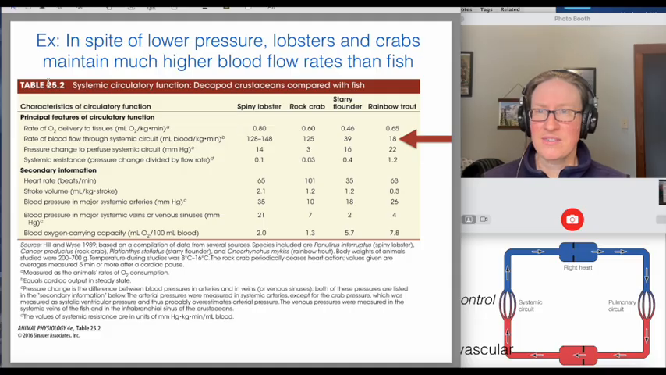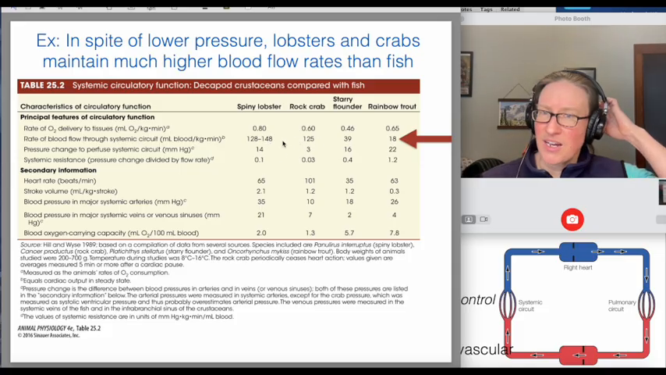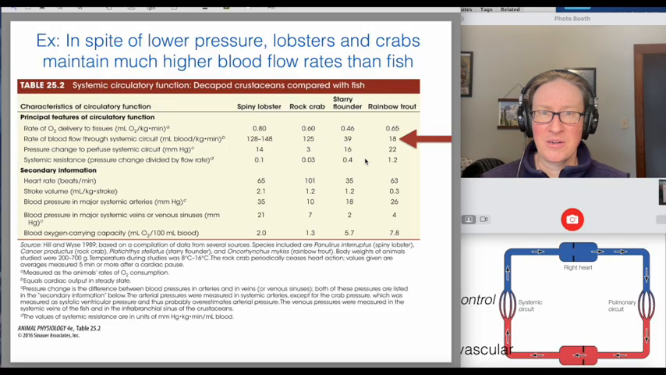So we're just going to focus. This is a very extensive comparison of circulatory properties. We don't need to know all of these excruciating details. Let's just focus on blood flow rate here. Right, so here are rainbow trout and starry flounders, so two fish species. And then contrast that with rock crabs and spiny lobsters for milliliters of blood per kilogram per minute. Much faster flow in these decapod crustaceans, right? And that's a product of, look at this, much lower resistance of those systems, right?